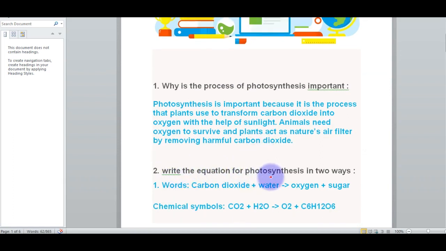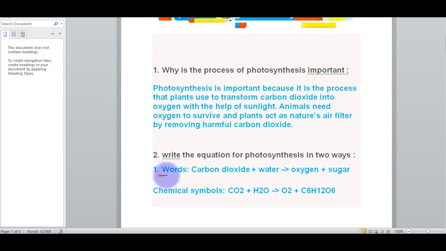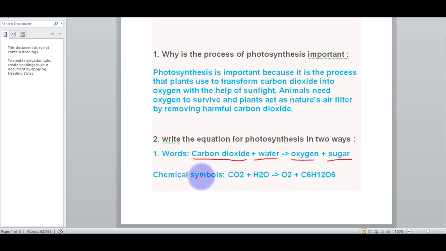The next question is, write down the equation for photosynthesis in the various ways. The first one, in words, is that carbon dioxide reacts with water to give oxygen and sugar. So to write down the equation for photosynthesis in words, we have carbon dioxide reacting with water to produce oxygen and sugar.